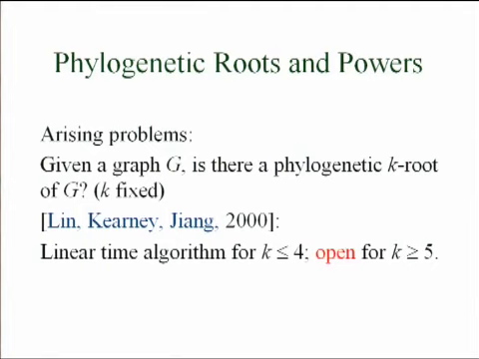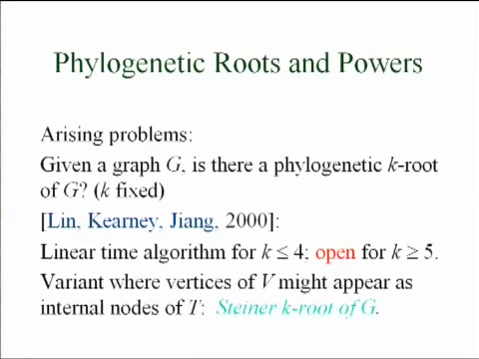So the problem, of course, is that given a graph G, how do we tell whether there is a phylogenetic K-root? And for different Ks, there are different answers. For small k, for k at most 4, in 2000 there was a linear time algorithm given by Lin, Kearney, and Jiang. And for k at least 5, the problem is open: the existence of a root.